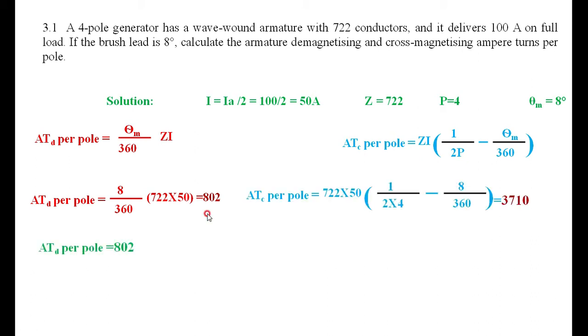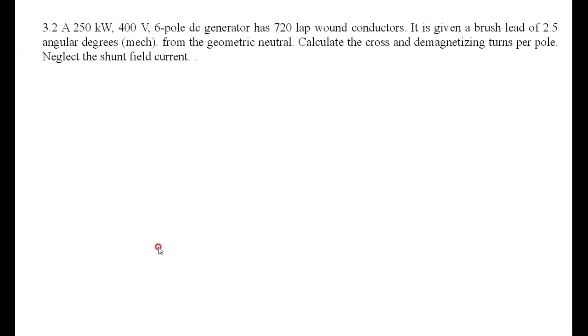Similarly, we can find the cross-magnetizing ampere turns per pole: Z I, that is 722 into 50, where Z is 722 and I is 50, then 1 by 2p, where p is 4, so it is 2 into 4, and theta m is 8 over 360. Working this out, we get 3710 as the cross-magnetizing ampere turns. These are very simple numericals on the armature reaction, and we will look into the second problem.